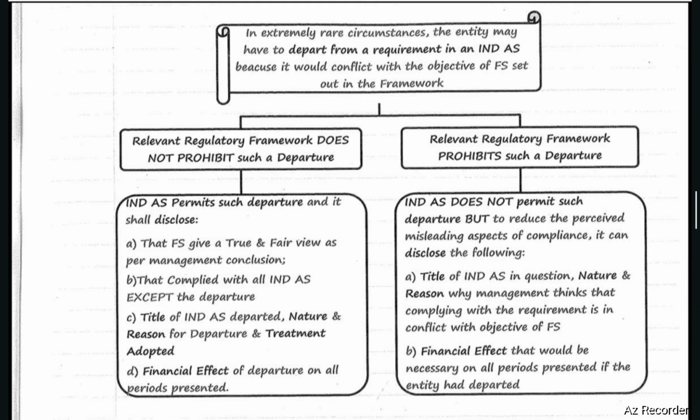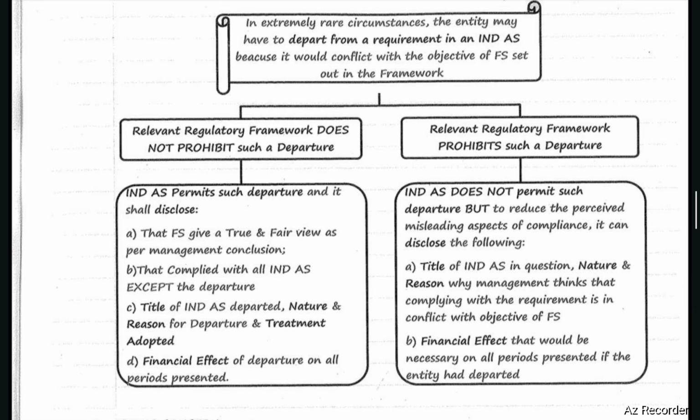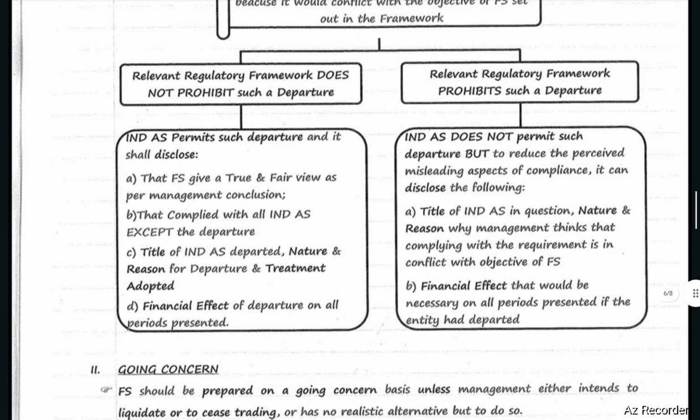In extremely rare circumstances, the entity may have to depart from the requirements of Ind AS because it would conflict with the objective of financial statements set out in the framework. Then we need to check whether the relevant regulatory framework prohibits such a departure, whether the regulatory framework permits it or not. If Ind AS permits such a departure, the entity shall disclose that financial statements give a true and fair view as per management conclusion, that it complied with all Ind AS except the departure, title of Ind AS departed from, nature and reason for departure and treatment adopted, and financial effect of departure on the periods presented.